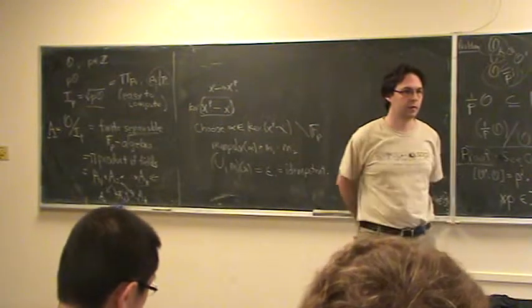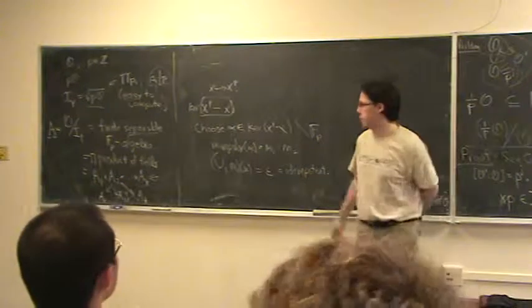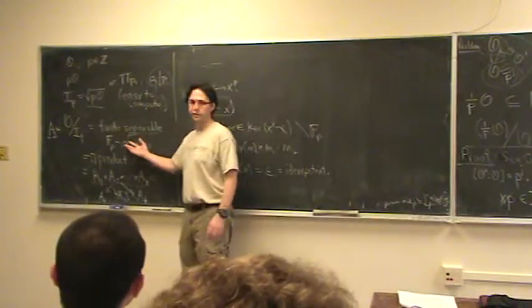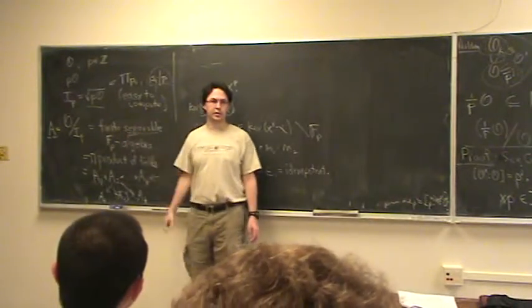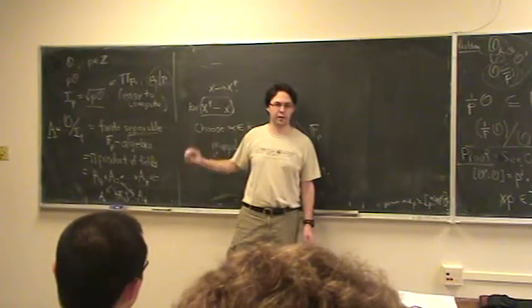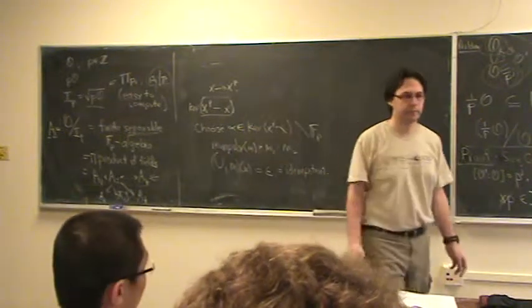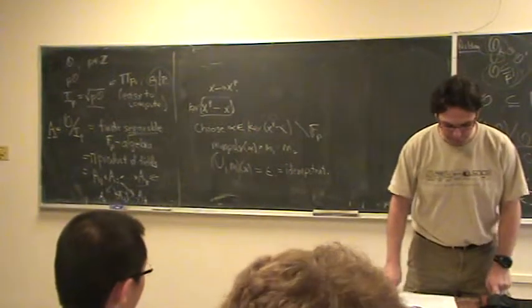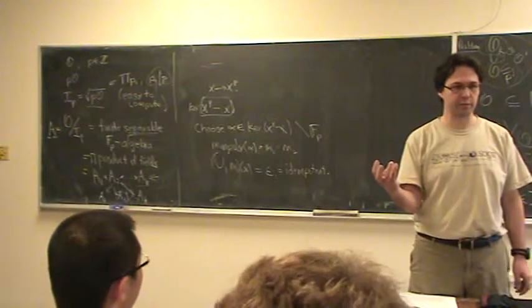What's a separable algebra? It's a finite FP algebra, you know what a finite FP algebra is. Separable means each element is separable. It's equivalent to having no nilpotent elements in this case. So in other words, the minimal polynomials are squarefree.